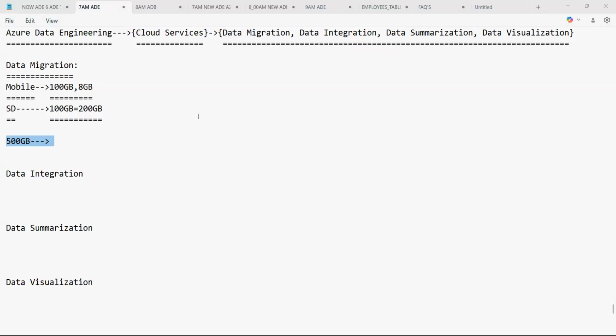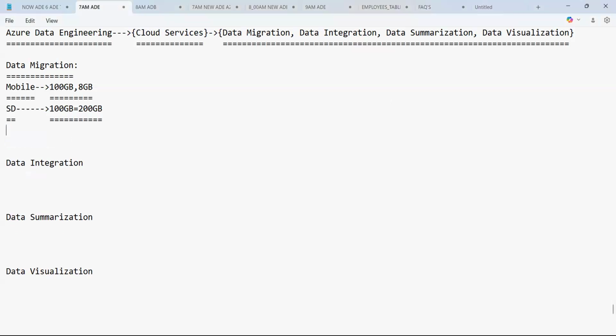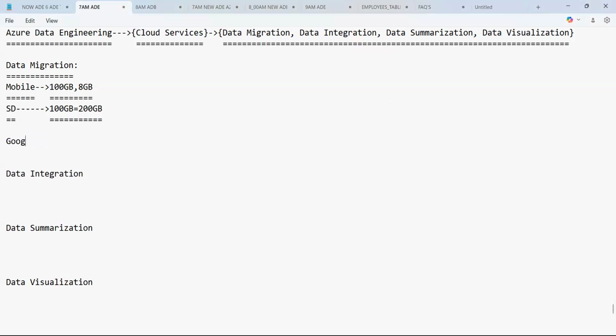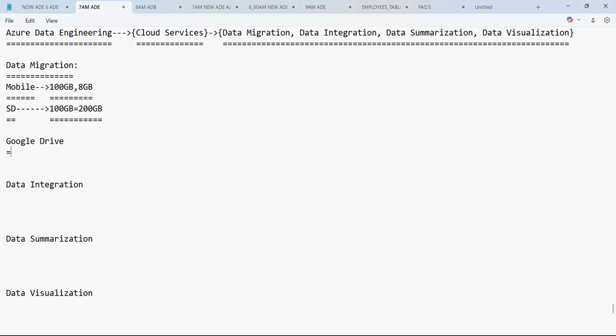What we can do here is, generally what we do, we try to store the data in the Google Drive nowadays. So what is Google Drive? Google Drive is nothing but the drive or the storage area provided by Google on the cloud. It is called Google Drive. Am I right?